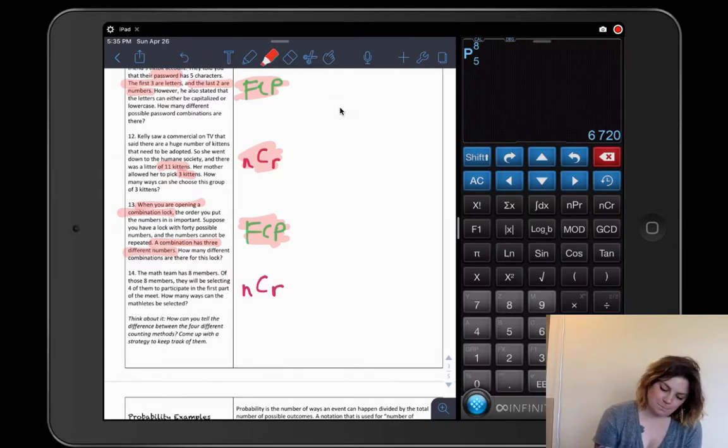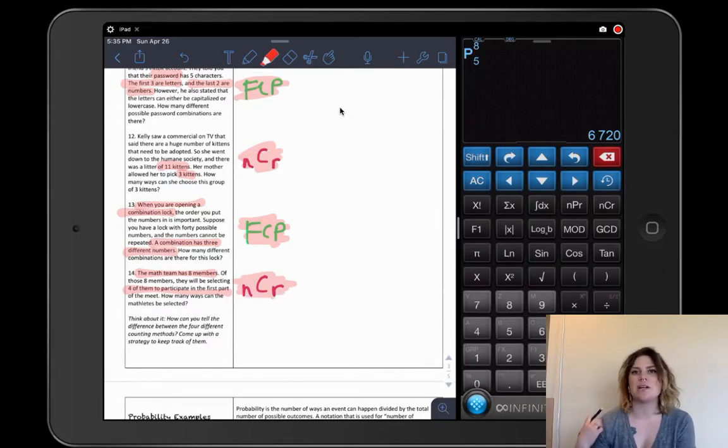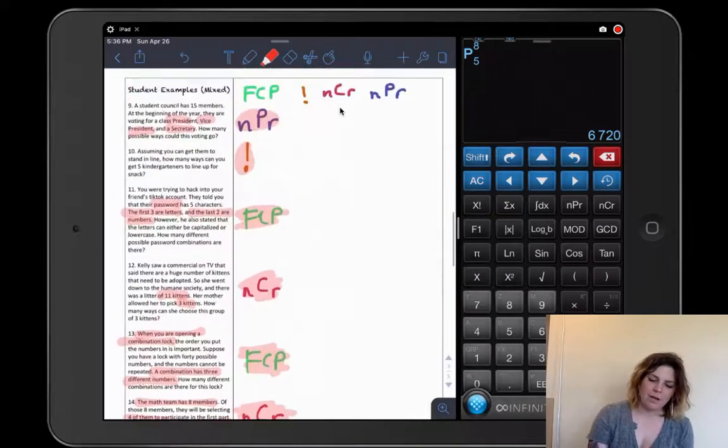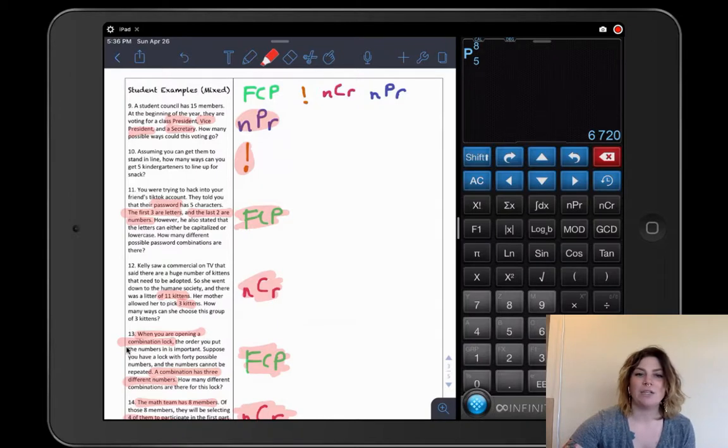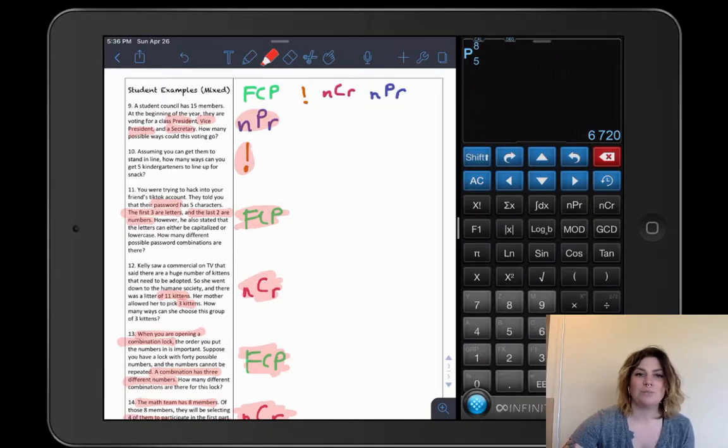All right. And then this one says the math team has 8 members. 4 of them are going to participate. It doesn't say anything about being a captain or a co-captain or secretary or note taker or anything like that. So it's just everyone's kind of equal. So order does not matter. Okay, so now you know what strategy you're going to use. I'd like you to go through and please try and solve them. So go ahead and pause and then come back and we'll go over the answers.